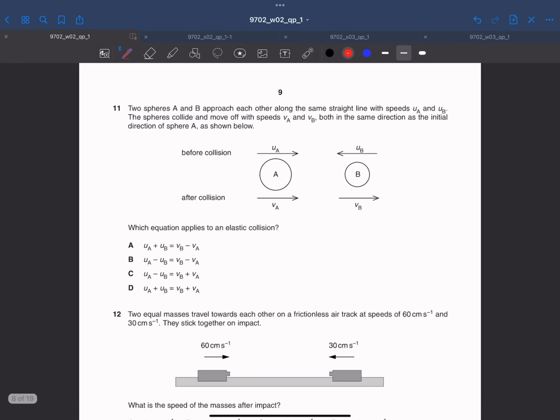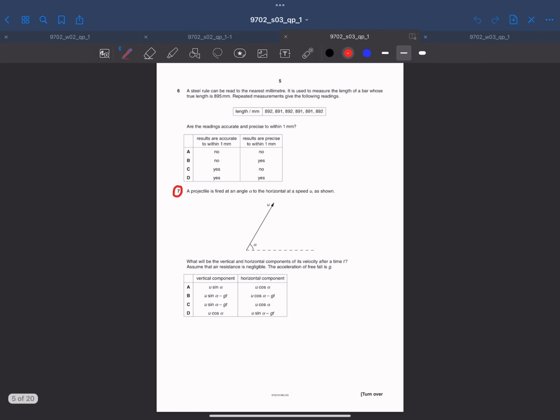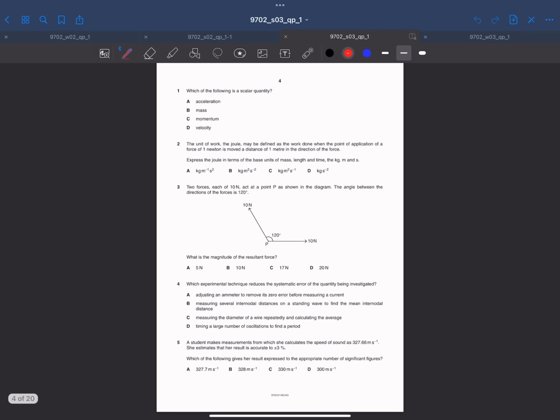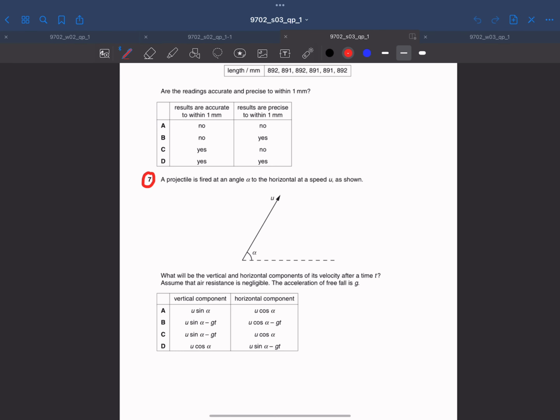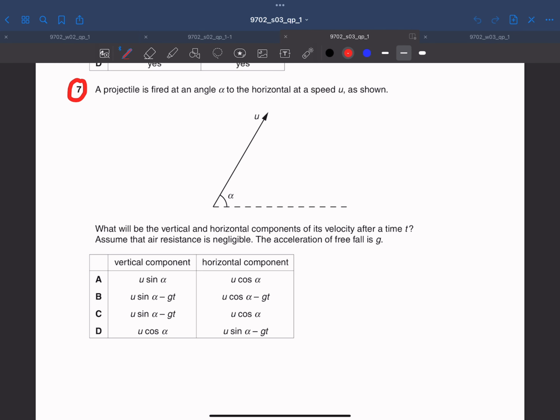So here we have only 2 questions based on your kinematics. Then in paper 3 we are starting from May June 3, and here you have the question based on projectile motion. A projectile is fired at an angle alpha to the horizontal at a speed u as shown. This is the initial velocity u. What will be the vertical and horizontal components of its velocity after time t?